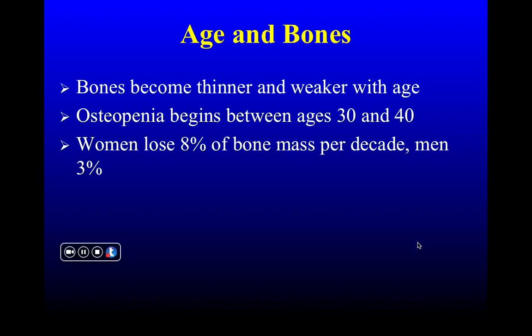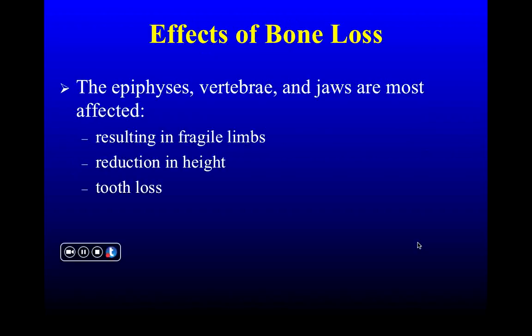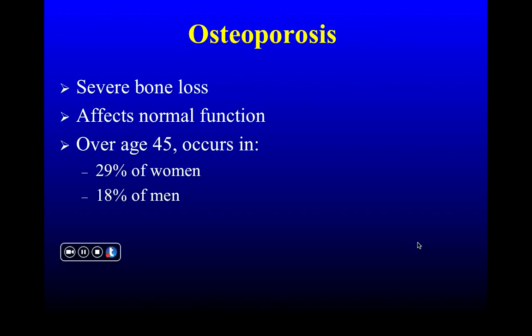Bones get thinner and weaker as you get older. Women lose about 8% of bone per decade, men 3%. That's a lot. Doesn't seem like a lot, but it's a lot. What happens with bone loss? Well, you get shorter, right? You've noticed this. You lose your teeth. You have fragile limbs. Think about if you and I fall, we just get a bruise. But someone who is older can break a hip, right, for the same fall.